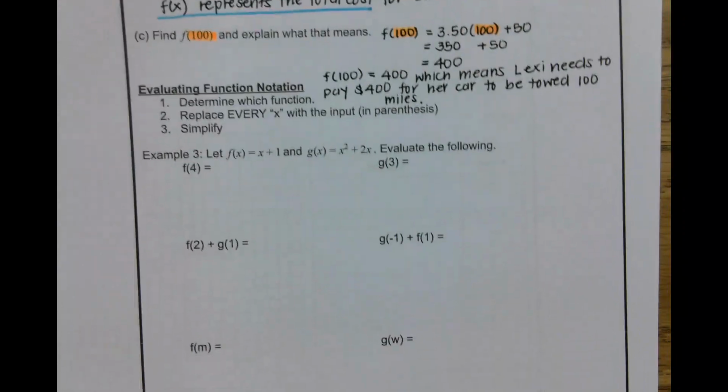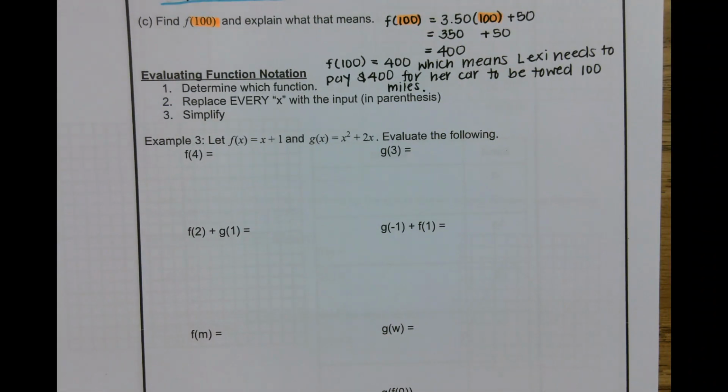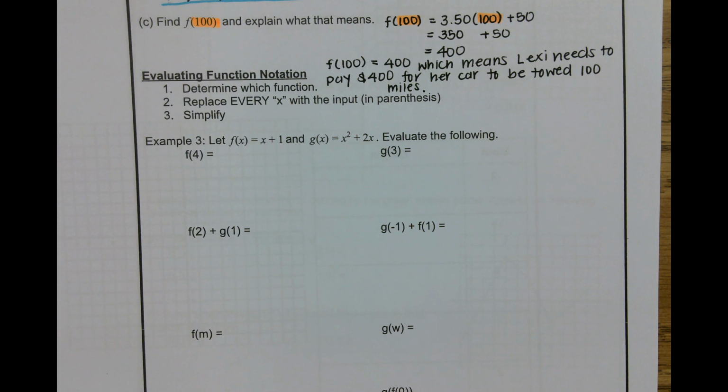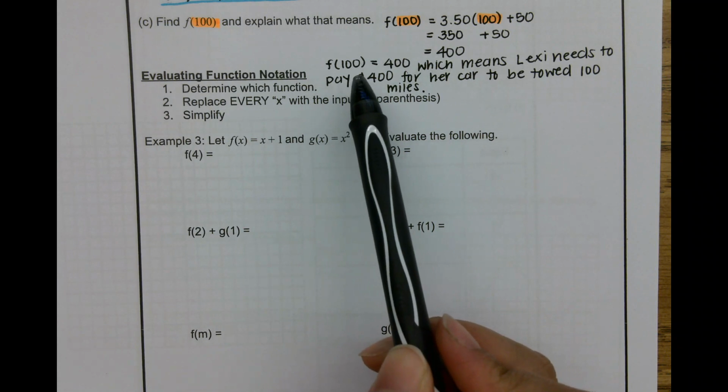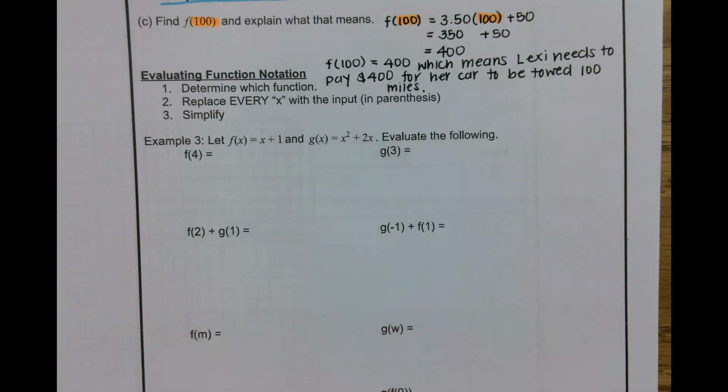2 more examples. Okay. So evaluating function notation. We actually just did that with part C, but this is how we do it. We determine which function. Okay, so which one are we looking at? Then we replace every x with the input in parentheses. Right? So we did that earlier, right? We replaced every x with that 100. And then we simplify it. We solve it. Cool. So let's start with example 3.